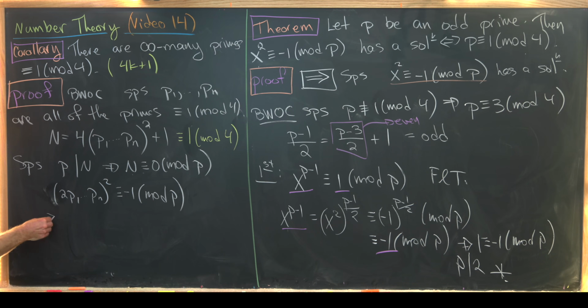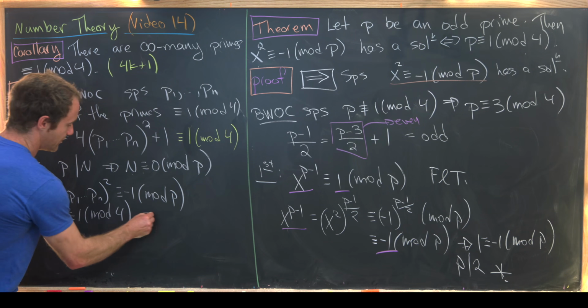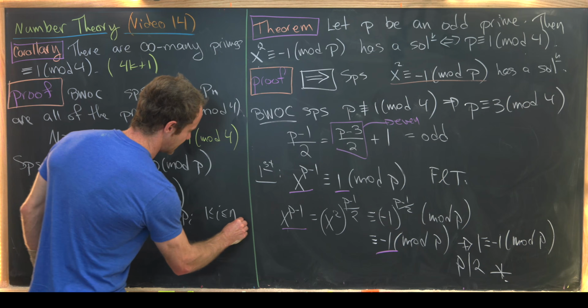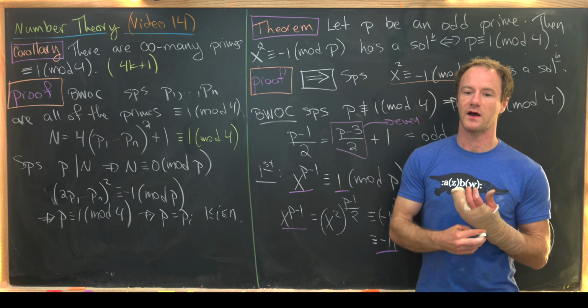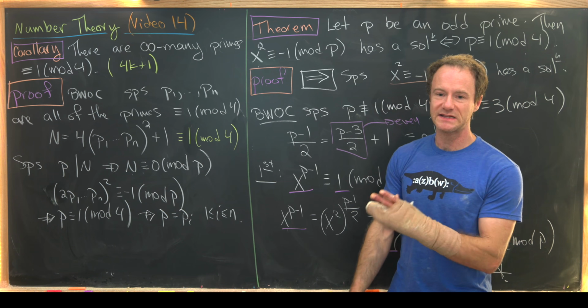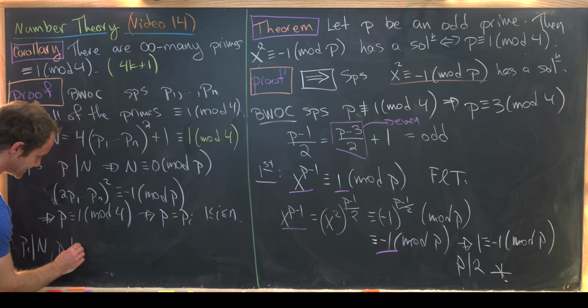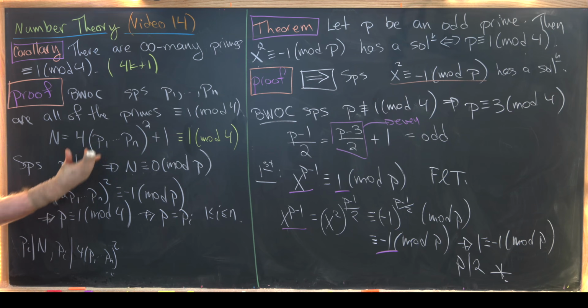So let's point that out. So this tells us that P is congruent to 1 mod 4, but in turn, that tells us that P is equal to Pi for some i between 1 and n, because our assumption was that this was all of the primes. Okay, but let's see what we've got. We've got that Pi divides N. That's just rewriting this with Pi. But Pi also divides this 4 times P1 up to Pn, squared. Well, that's obvious because Pi is one of the terms in this product.